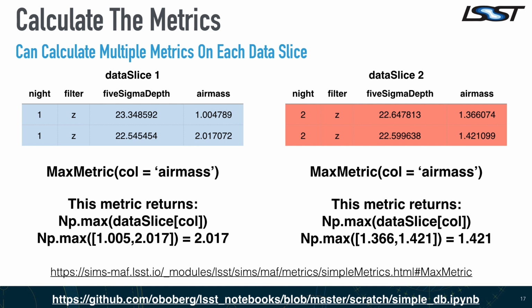So in this case, it's just the maximum of the air mass column, which I'm highlighting here, which in the case of night 1 is about 2.017. In the case of night 2, it's 1.421. And this is exactly what MAF is doing. If you'd like to see how this would actually go through in MAF, you can look at the second link that I have here, and I show that if you calculate this with MAF, with all the actual code, you get these same values.